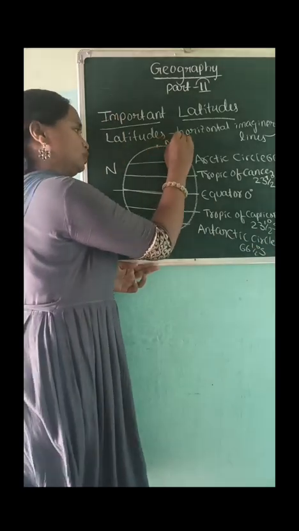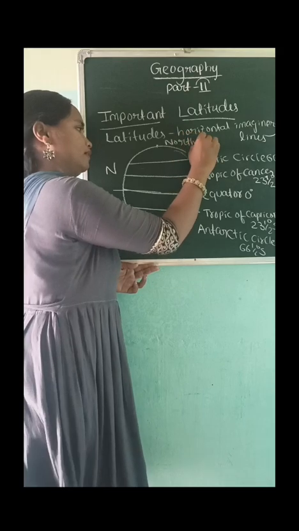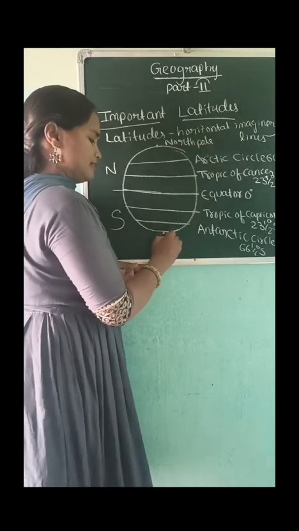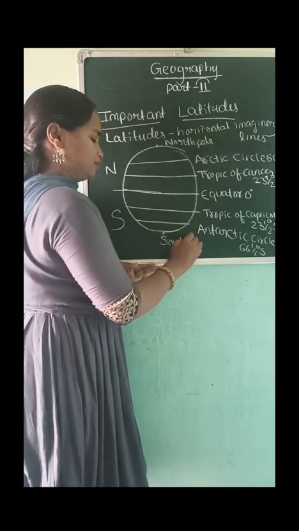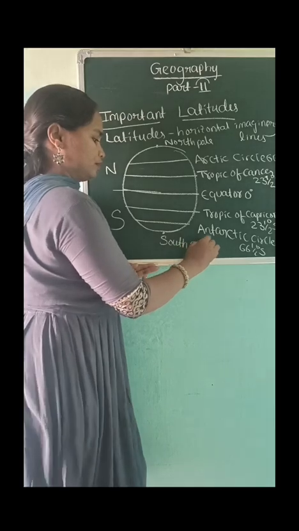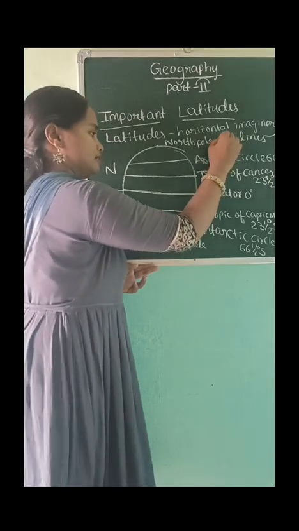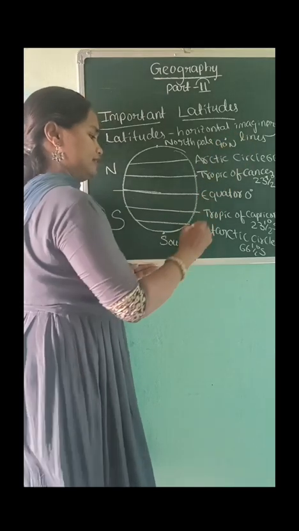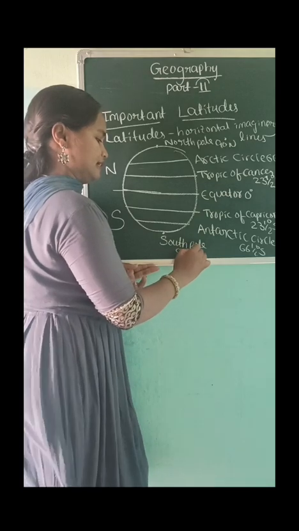And finally this is the North Pole. And this is the South Pole. This is 90 degree and this is 90 degrees.